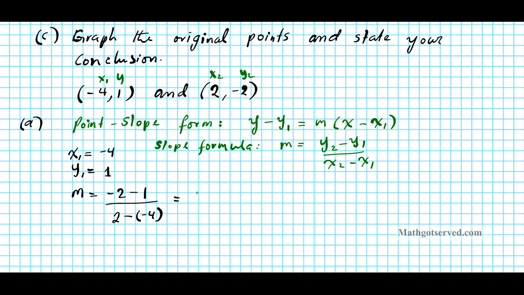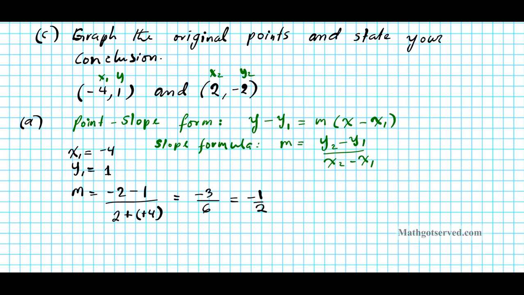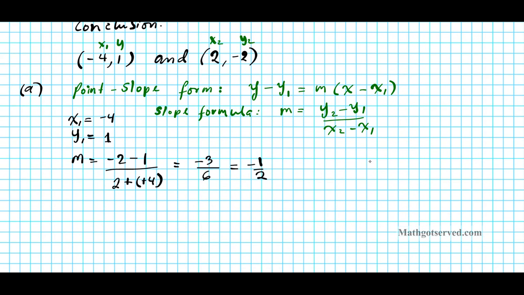Simplify that. -2 minus 1 is -3. 2 minus -4, two minuses, you multiply them, you have a plus. 2 plus 4 is 6. If you reduce this by dividing the numerator and the denominator by 3, you're going to end up seeing that your slope is -1 over 2. Alright? Okay, so we have all the information we need to write down the equation of the line through these points in this point slope form.